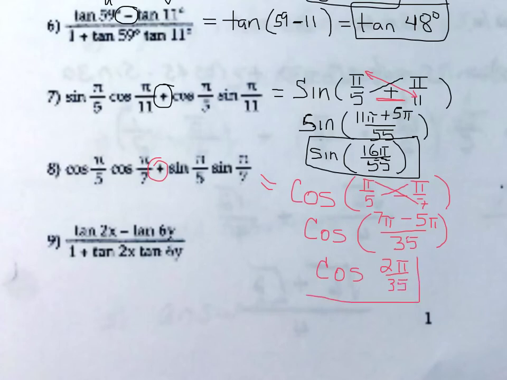Now in some cases, you can simplify the coefficients, the 2 and the 35 in this case. But in this case, you cannot, so you just leave it like that. Any questions about number 8? So far, so good? Okay.